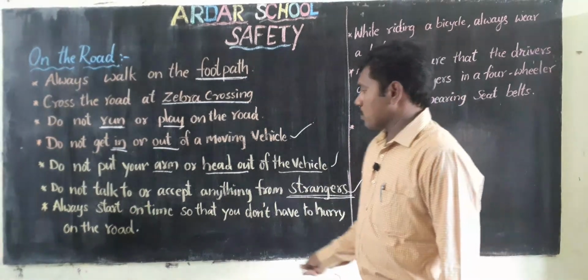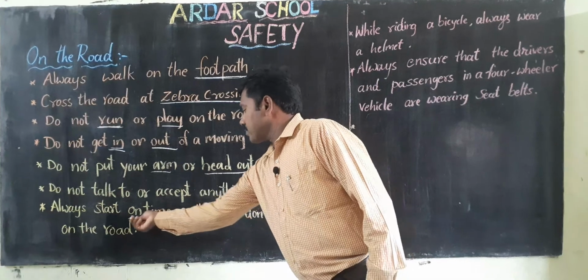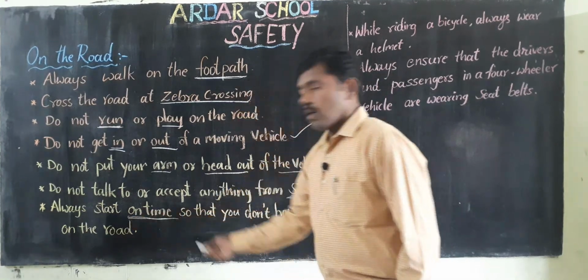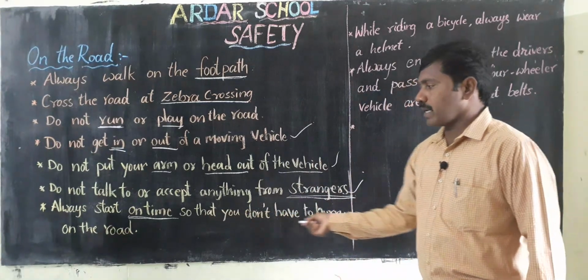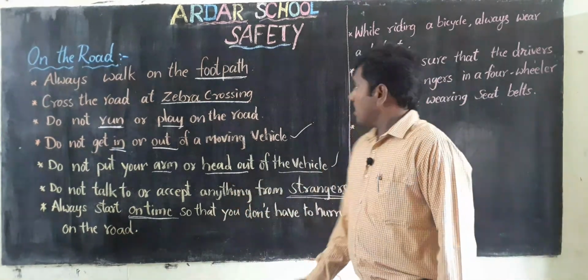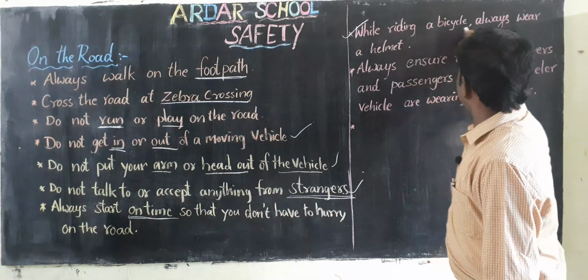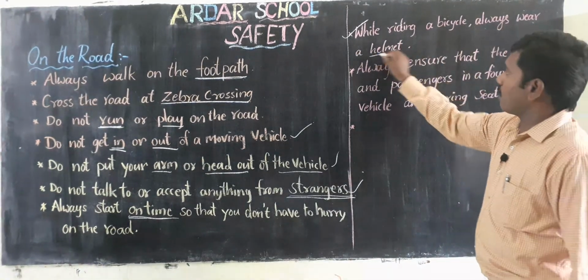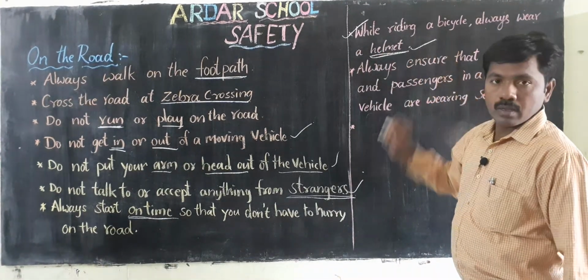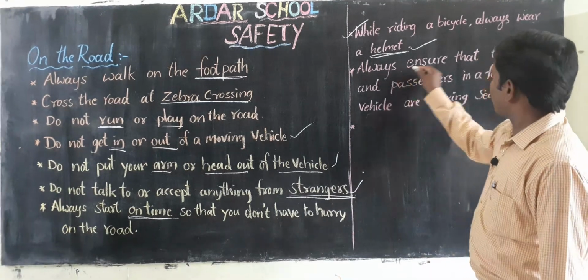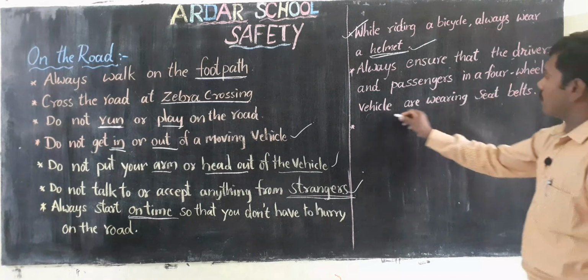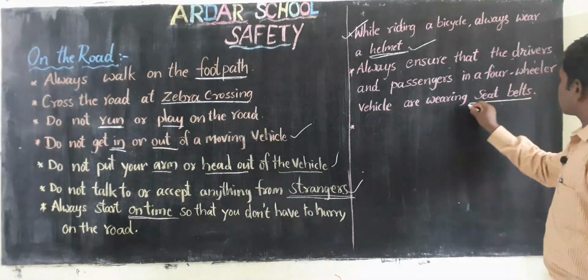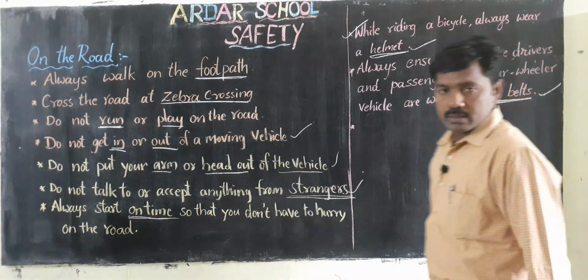Next one, always start on time. It is very, very important. Always start on time so that you don't have to hurry on the road. Next, while riding a bicycle, always wear a helmet. Next, always ensure that the drivers and passengers in a four-wheeler vehicle are wearing seat belts. It is very, very important.